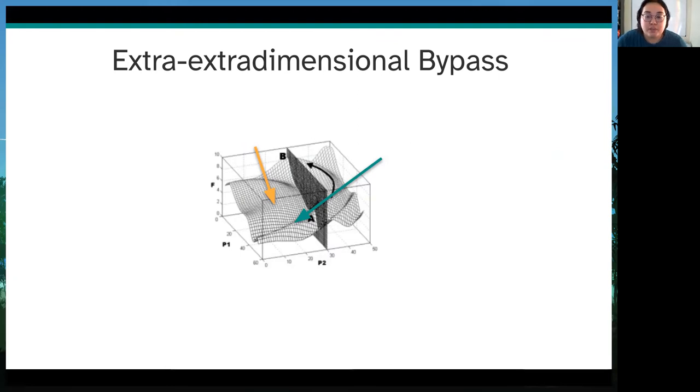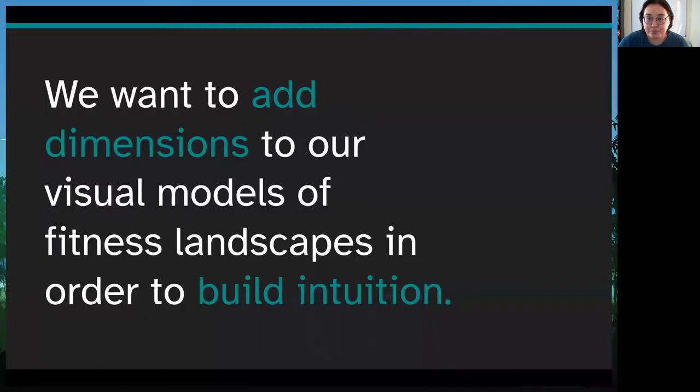So in general, expanding our understanding of dimensions and how much we can visualize is going to be helpful in understanding the ways that populations evolve across these fitness landscapes. So in summary, what we want to do is add dimensions to our visual models of fitness landscapes in order to build intuition. Now, of course, we can't just add dimensions on forever. It's not like we can create at this point in time a 600-dimensional visualization, even though 600 dimensions might be exactly how many the phenotype space actually has.